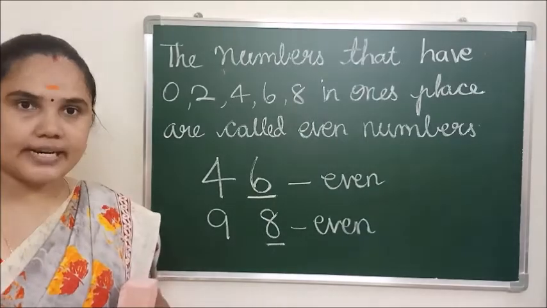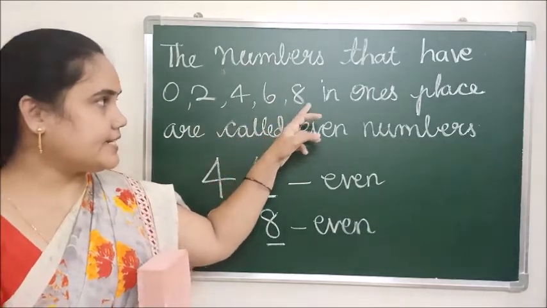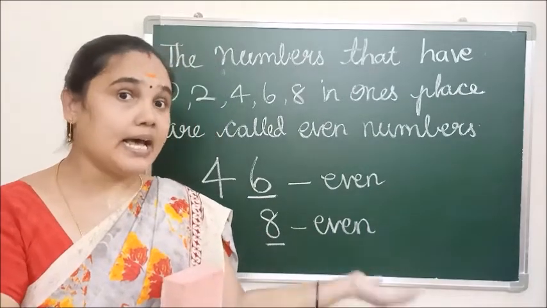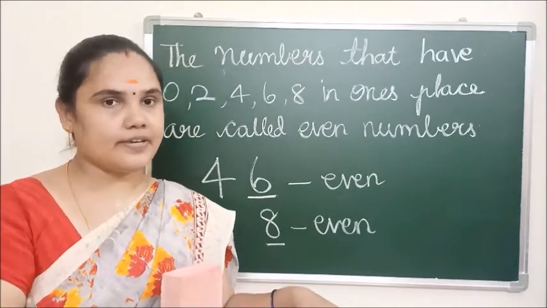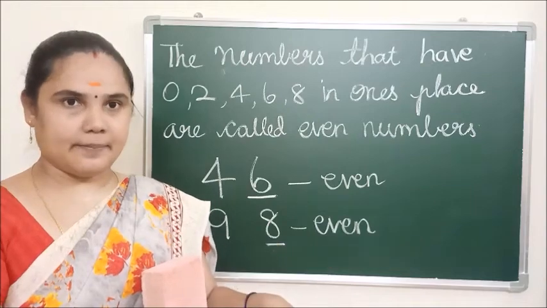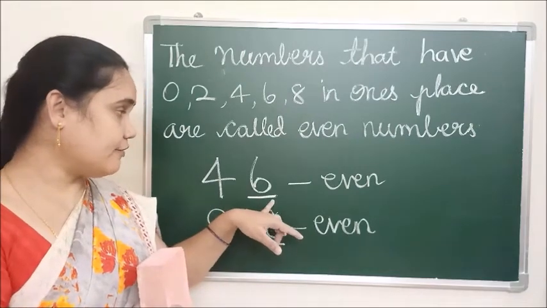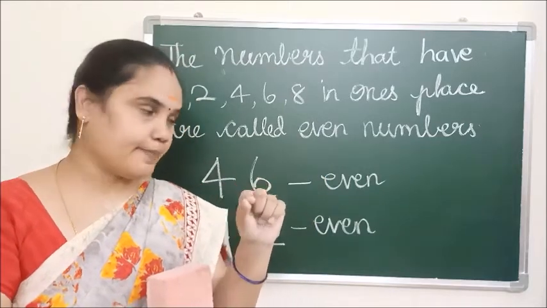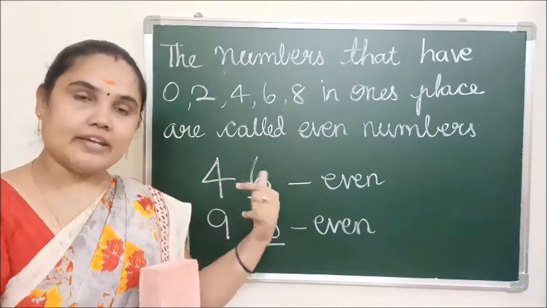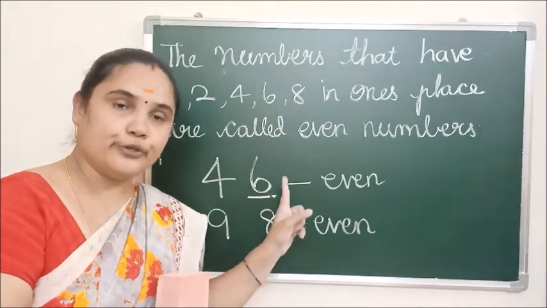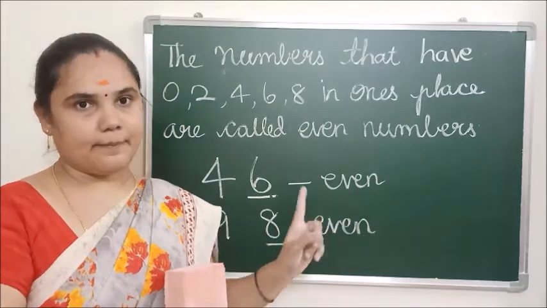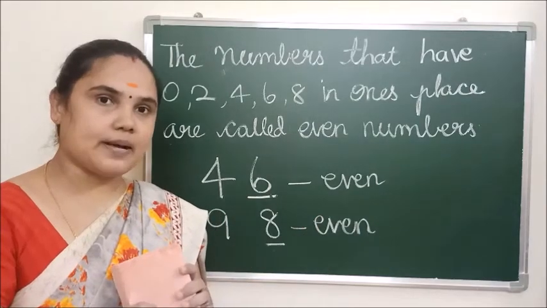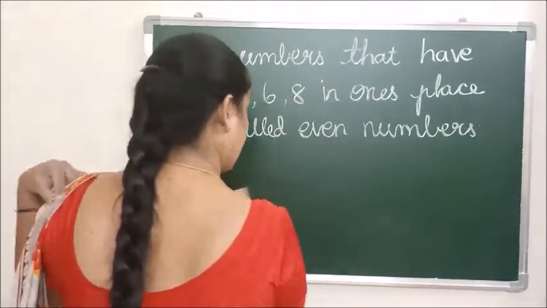Did you all understand, children? By identifying the digit in ones place also we can identify the even number, or by reading table 2 also we can identify the even number. Okay. So, first of all you have to underline the ones place. Underline the ones place and read table 2. If the number comes in table 2, then it is an even number. Did you all understand, children? Yes. Now we will discuss about odd numbers.